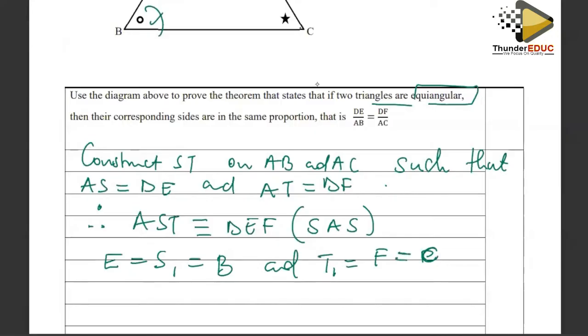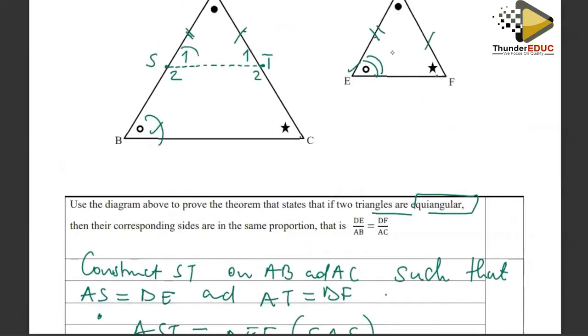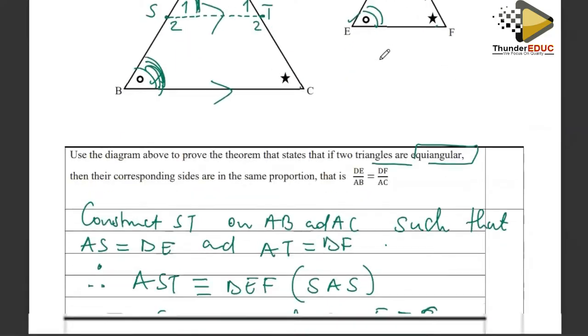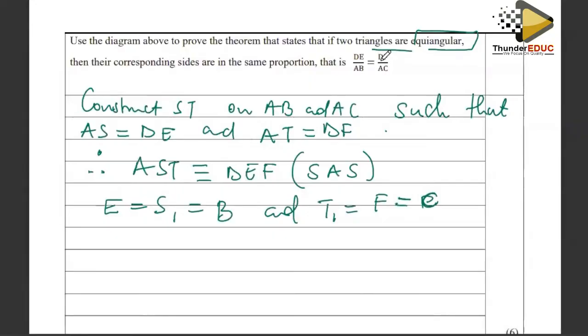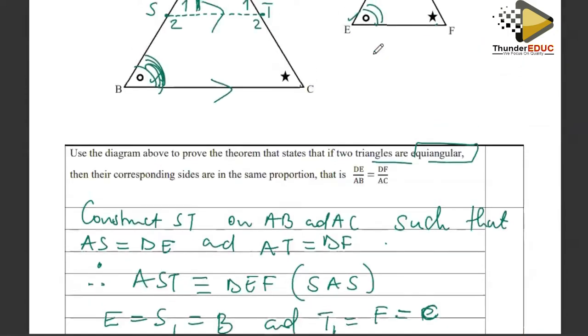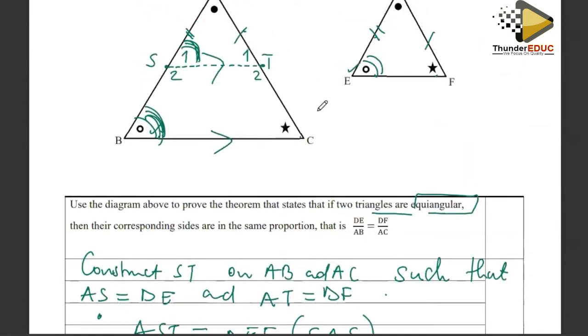Then if that is correct, it makes these angles corresponding. And if they are corresponding, it means that these lines are parallel. So we're going to say that therefore ST is parallel to BC, converse of corresponding angles. And if that is true, then we can use the midpoint theorem or the proportionality theorem, not necessarily midpoint proportionality.